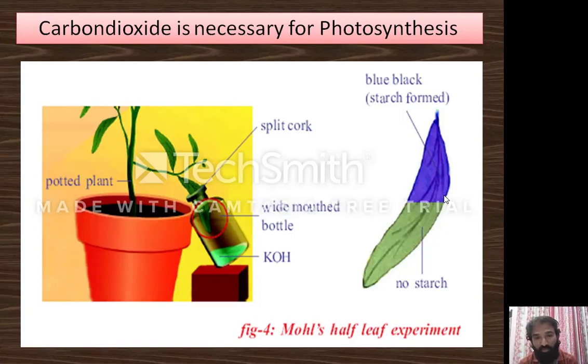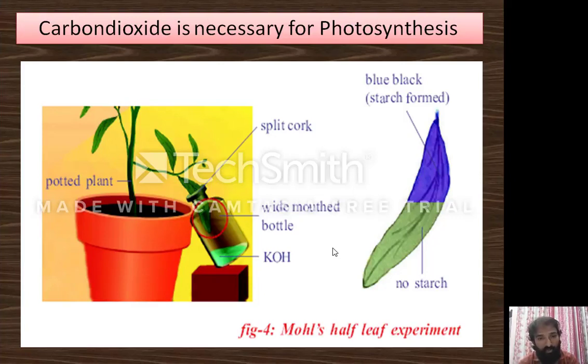The potted plant avails the carbon dioxide in nature. That's why it absorbs the carbon dioxide and is involved in photosynthesis. Whatever part is inserted in the bottle lacks carbon dioxide. That's why it does not perform photosynthesis, and no starch is formed. No starch formation is indicated by no blue color formation. So finally, it is proved that carbon dioxide is necessary for the process of photosynthesis. This is also called the moll's half-leaf experiment.